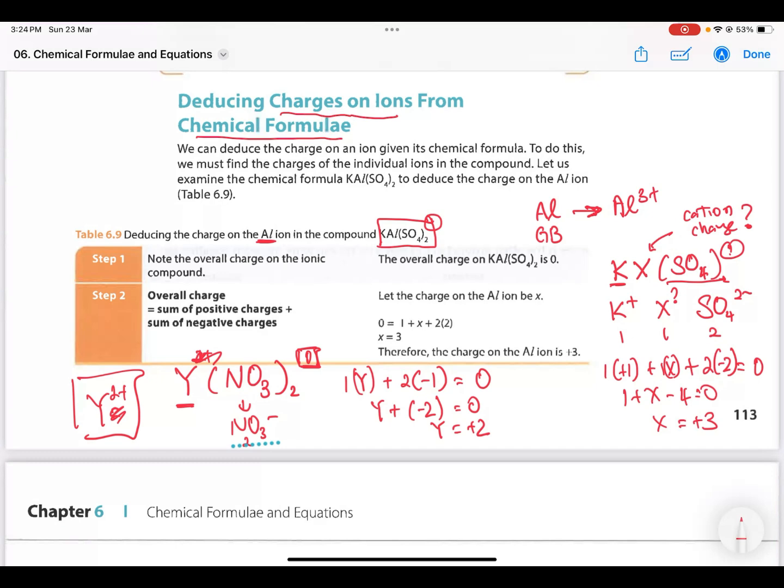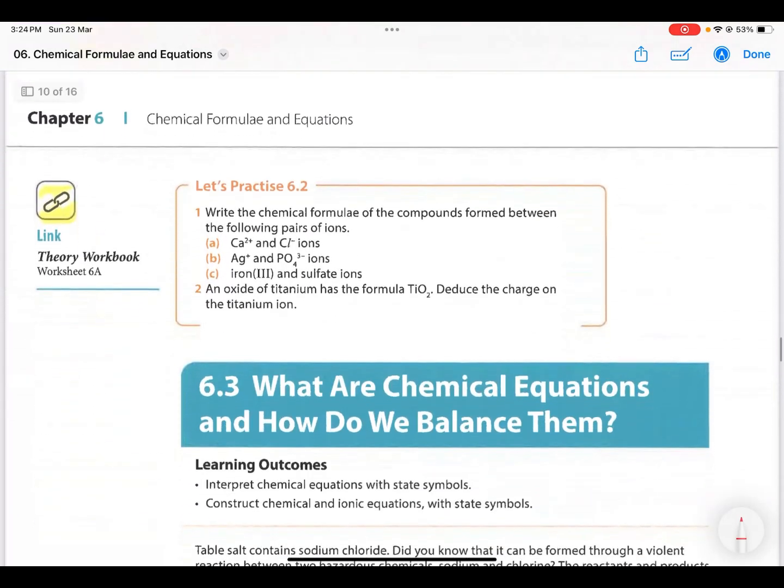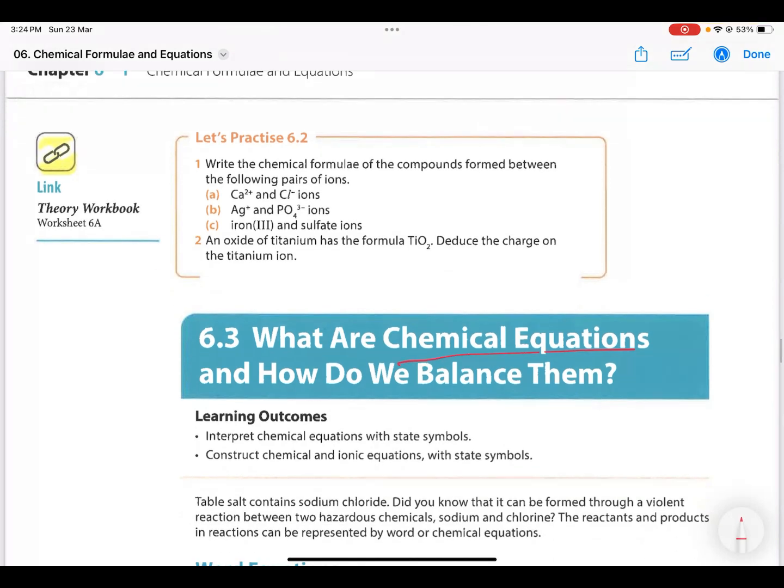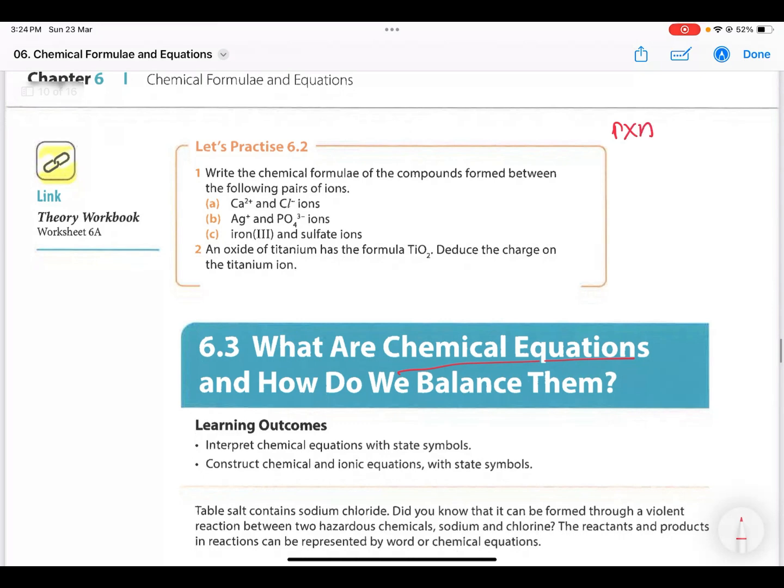So you can see how to get chemical formulas, and also from chemical formulas you can deduce the charge of the ions. Now, once we know chemical formulas, we can go on to look at chemical equations. I think balancing chemical equations is not too much of an issue. In terms of reactions, we can represent them in terms of a word equation. From the word equation, we can put them into a chemical equation. And to get from word to chemical equation, the first thing you need is chemical formulas. Now, this is without state symbols.